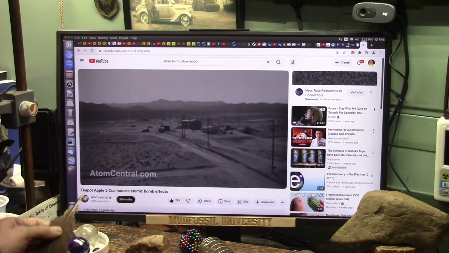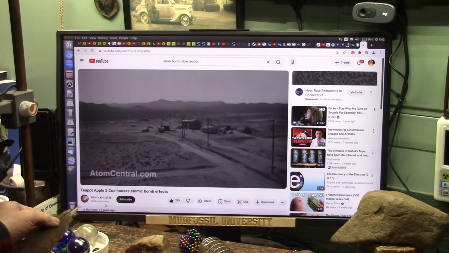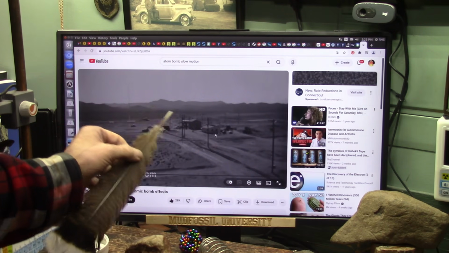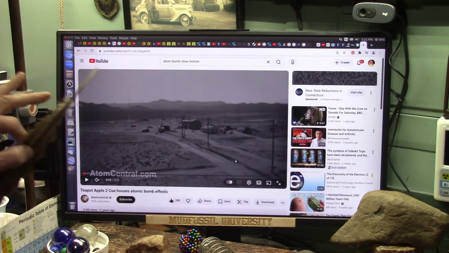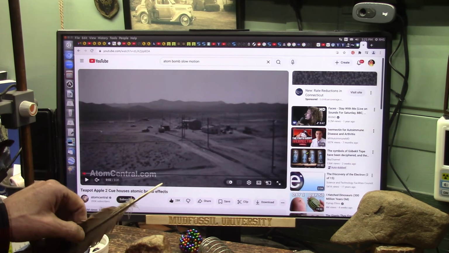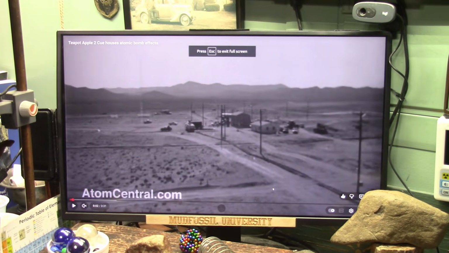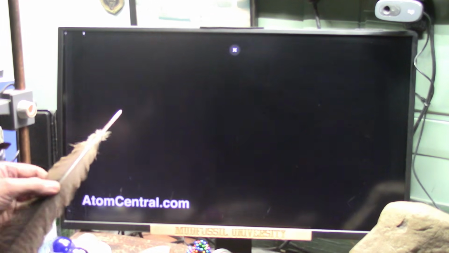Alright, this is atomcentral.com. Teapot Apple II test house, the little test community they had set up here to see what would happen when the atomic bomb went off. Now here's what did happen.